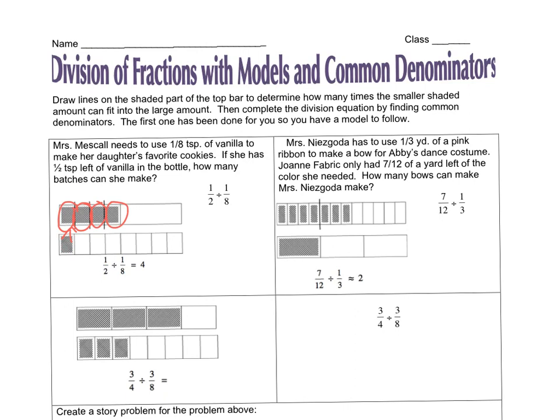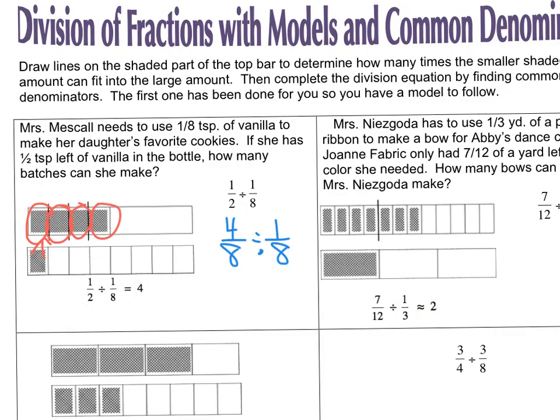I can now prove my solution by solving the problem using common denominators. I know that 1/2 is equivalent to 4/8, and I chose to use 8ths because my divisor is in 8ths, and when I want to divide right now, I want to have common denominators. I know I can multiply 2 by 4 and 1 by 4 to get that 4/8.